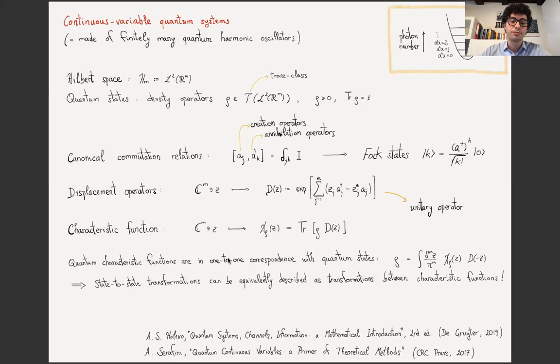The important thing is that these quantum characteristic functions are in one-to-one correspondence with quantum states. That means you can reconstruct the state in terms of the characteristic function, and of course vice versa. There are no two distinct states with the same characteristic function. That also means that whenever you want to describe a transformation between states, you can describe it equivalently in terms of a transformation between characteristic functions.